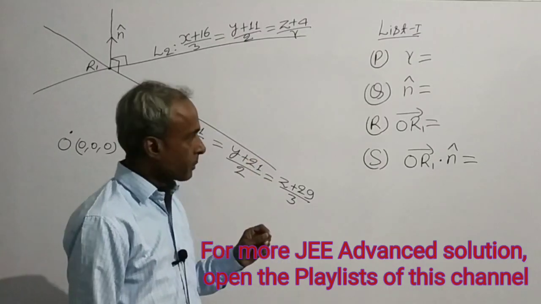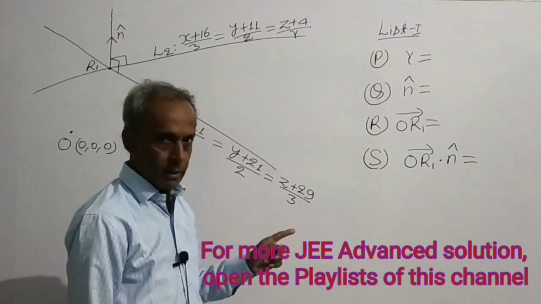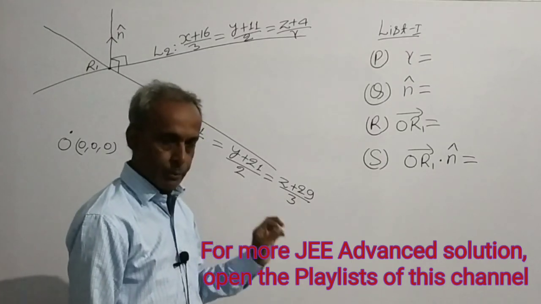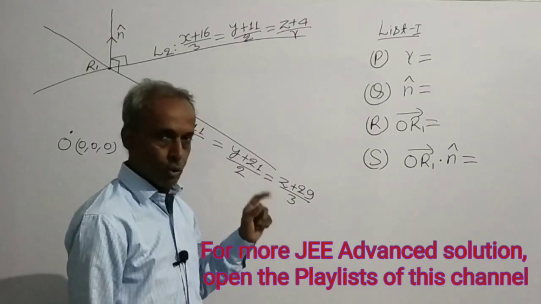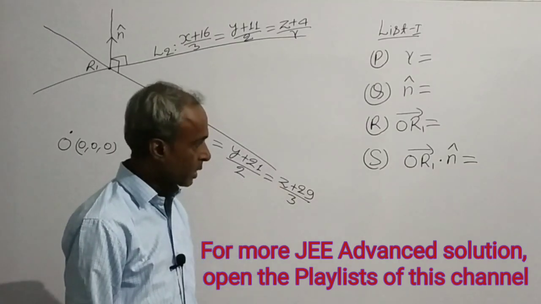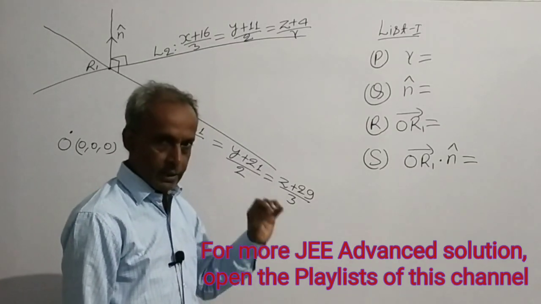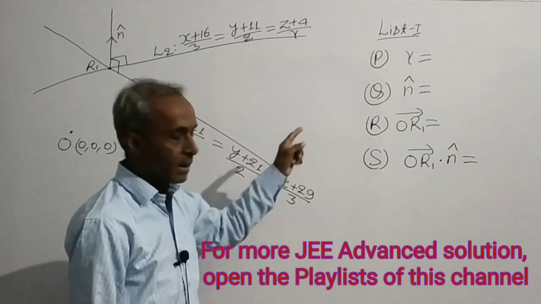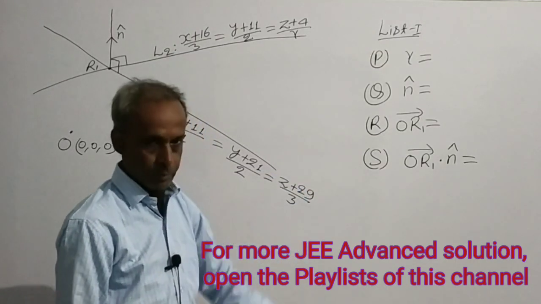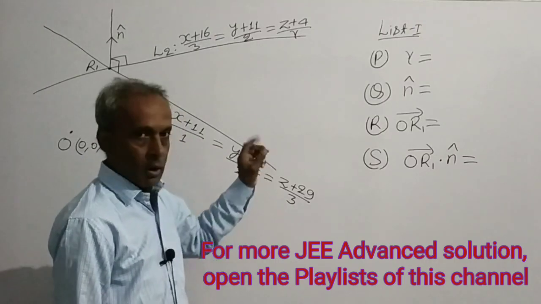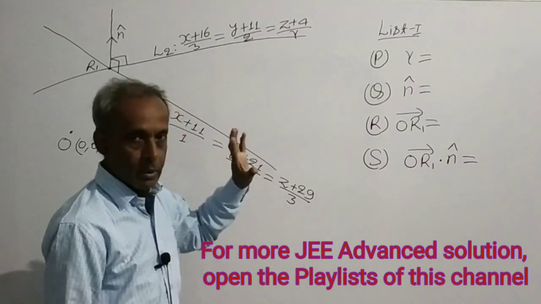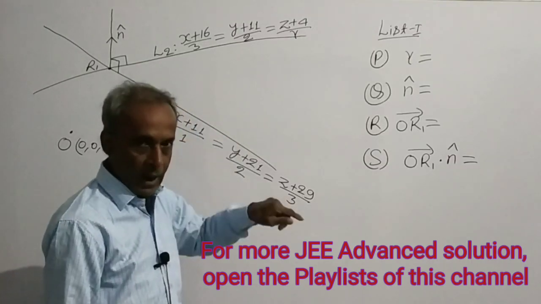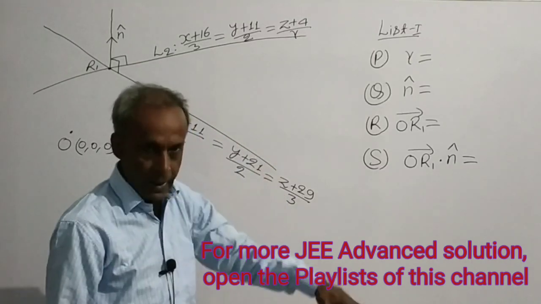In this video, I will solve JEE Advanced 2024 Paper 1 question number 16. This question in written form has been given at the end of this video. Now, I will only describe what is given in the question and what we have to find out.